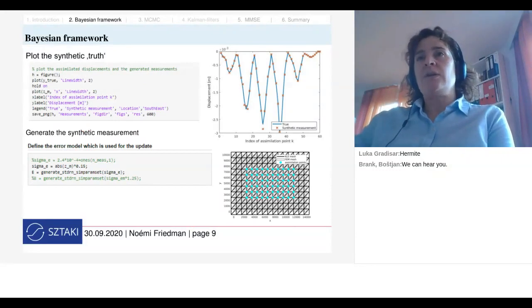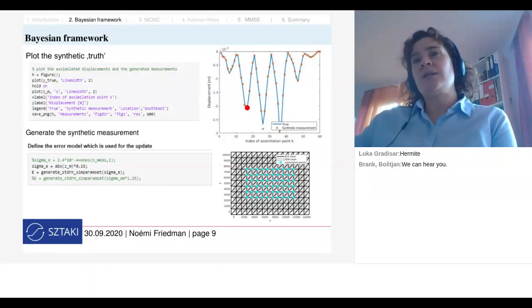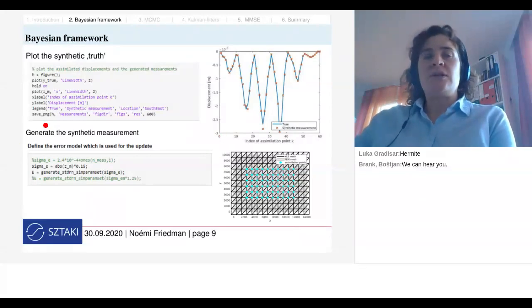And here you see all the assimilation points. I have 60 of them, and you can see how the displacement field is changing with the blue line, with the true value of the scaling factor. And then the red points are my synthetic measurement points. So these are my observations. The red points, sometimes the error is bigger, sometimes the error is smaller. It's sampled, so it was created in a stochastic way.